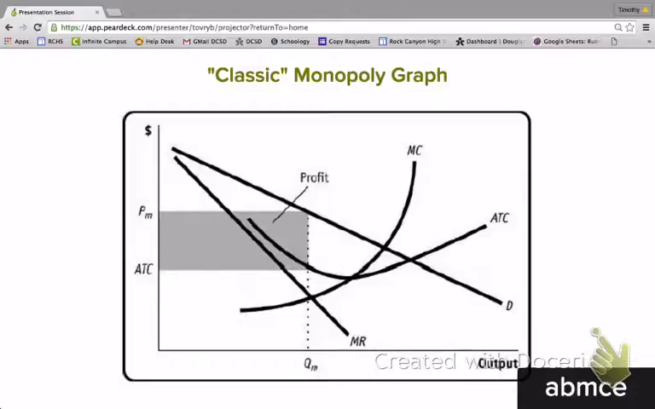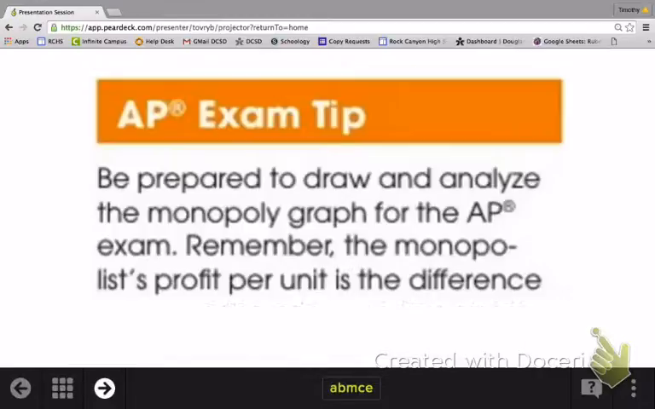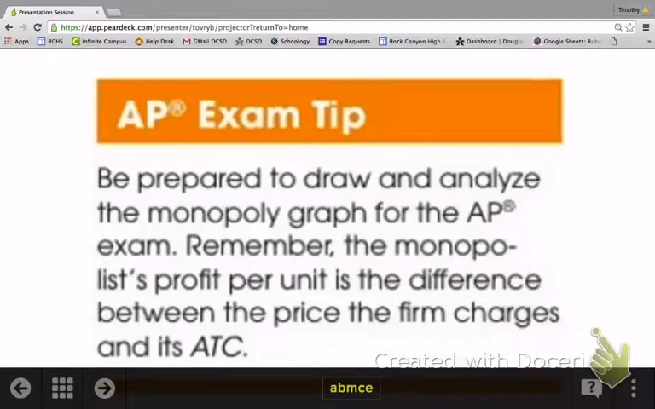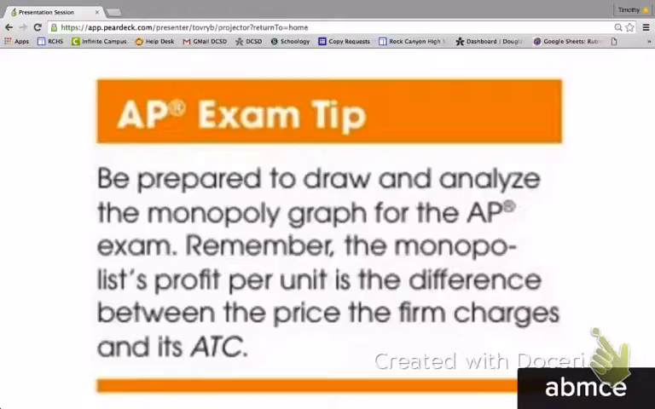Or they may give you this graph and ask you to interpret information from it. So you must know it. So be prepared to draw and analyze the monopoly graph for the AP exam. Remember, the monopolist's profit per unit is the difference between the price the firm charges and its average total cost.